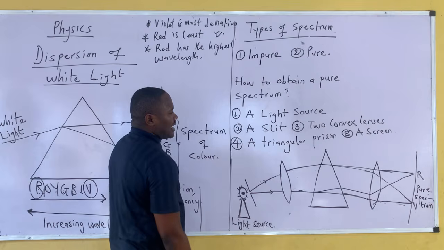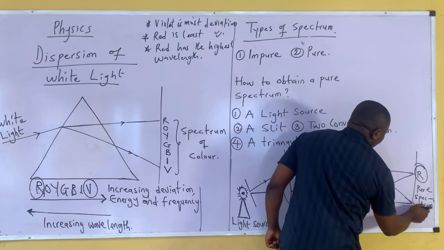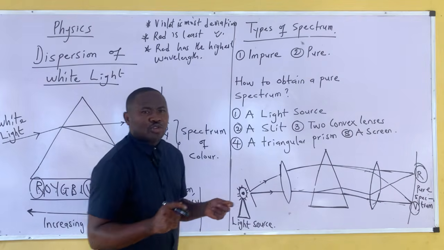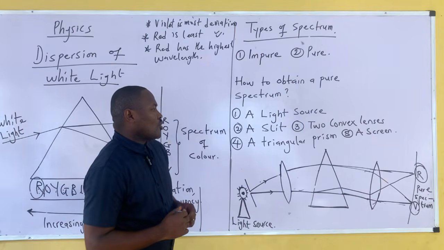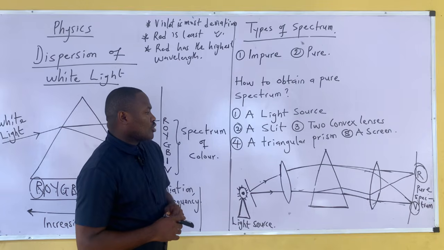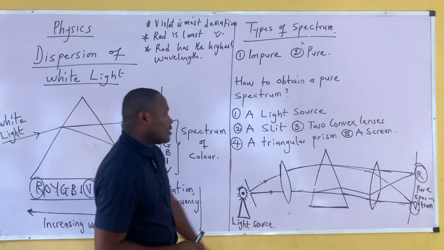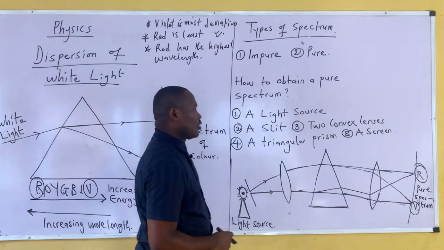Now, if you check the last color, you have red up and you have violet down. That means there is a distinct separation between the colors; that is a pure spectrum. Now take note, the two converging lenses, one before the triangular prism and the other after the triangular prism.